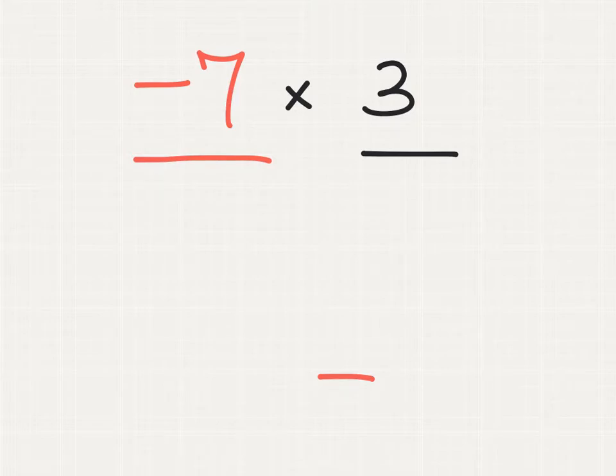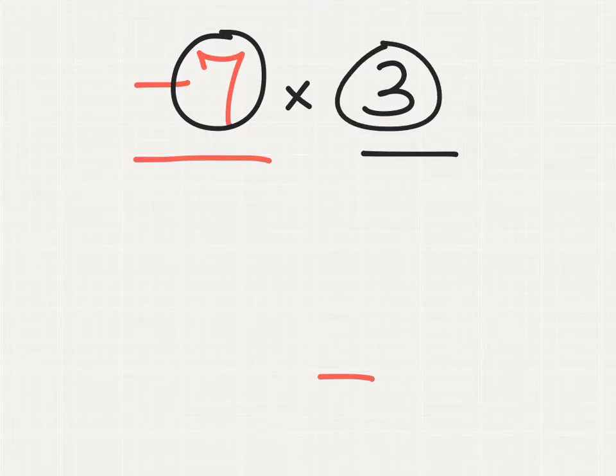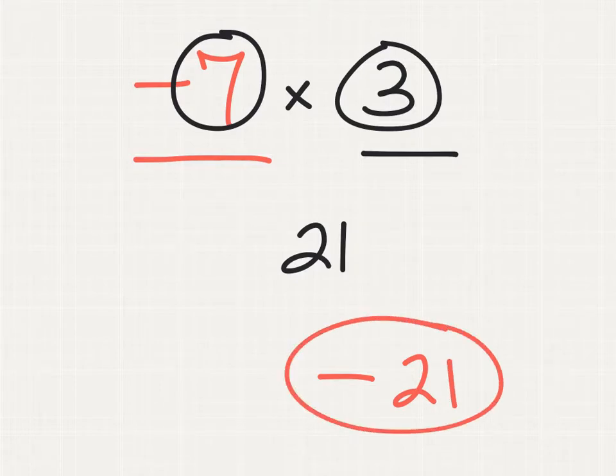Step 2 says multiply as normal. What is 7 times 3? 7 times 3 is 21. But since the signs were different, I know my solution will be -21. -7 times 3 is -21.